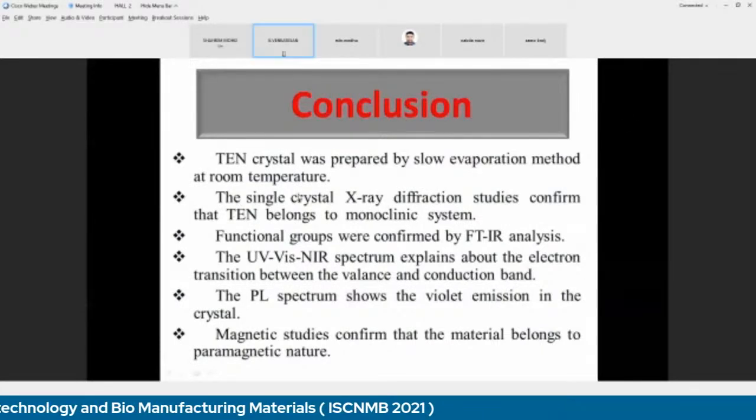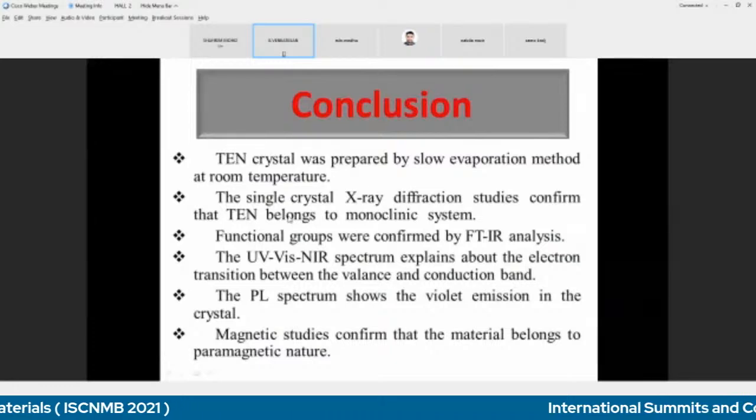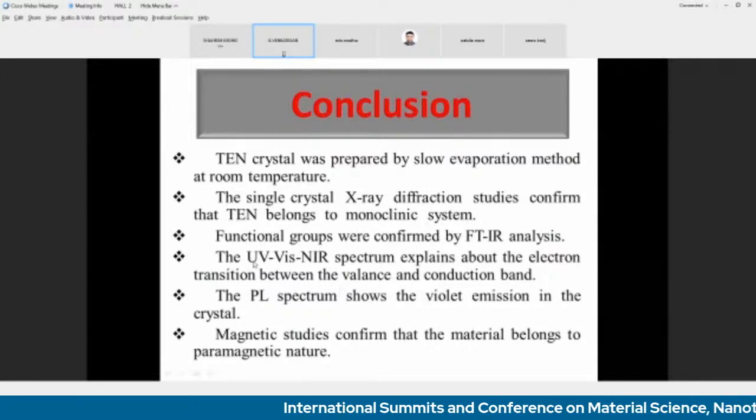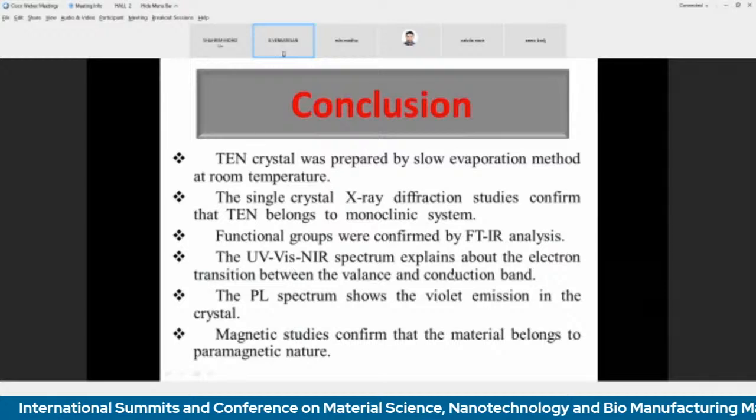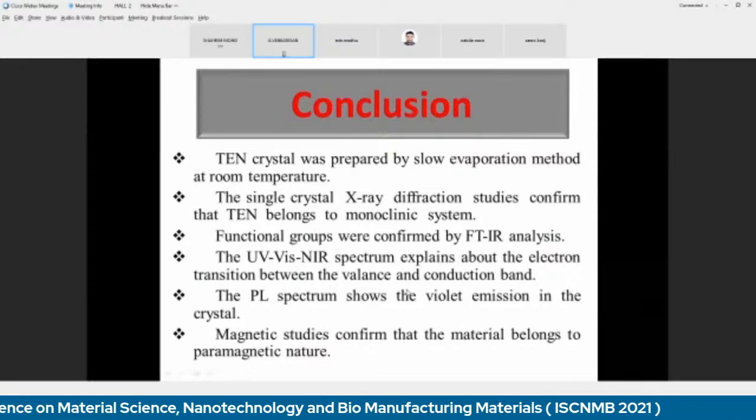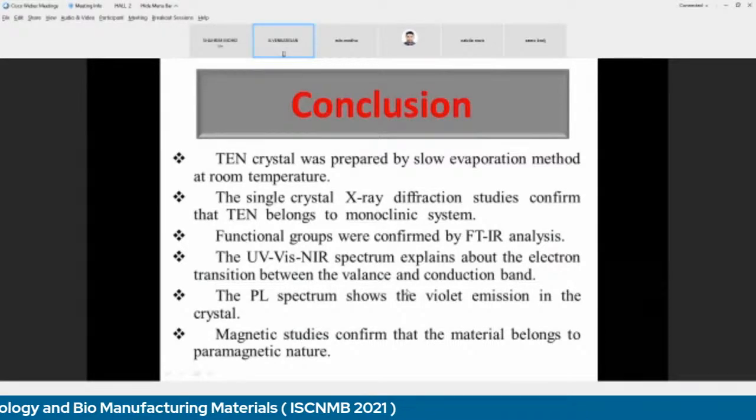Finally, I am going to the conclusion. The single crystal X-ray diffraction studies show the grown crystal belongs to the monoclinic system. The functional groups were confirmed by the FTIR analysis. The UV visible NIR spectra explain the electron transition between the valence and conduction band. The photoluminescence spectrum shows the violet emission in the crystal. The magnetic studies confirm that the material is paramagnetic in nature.